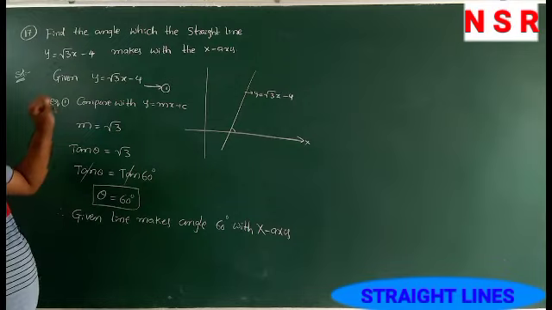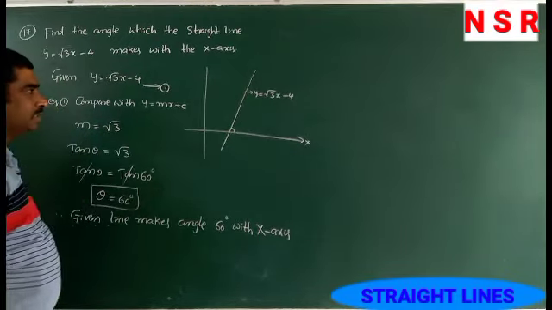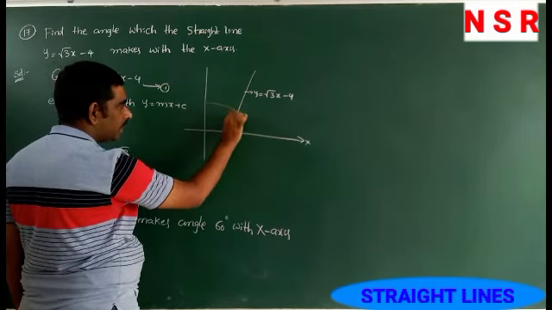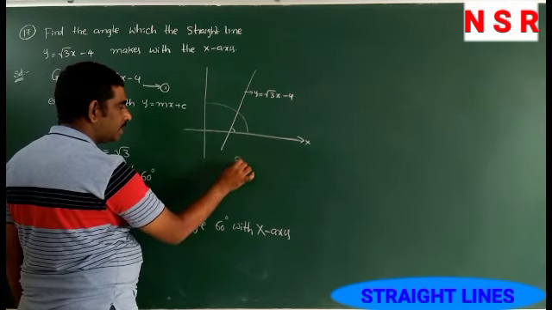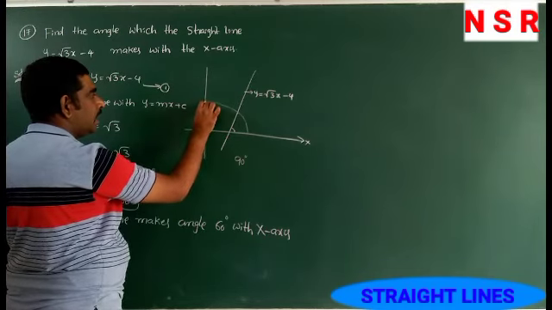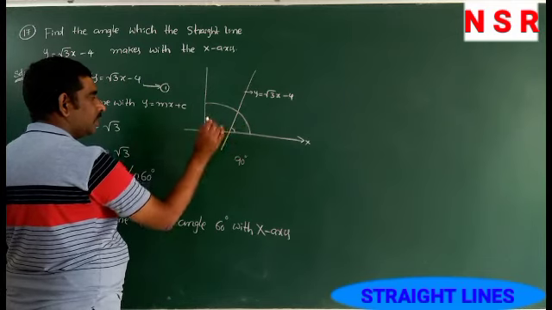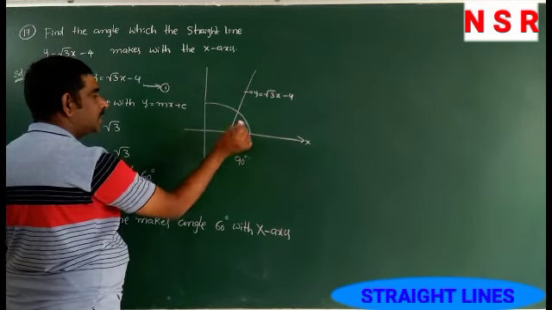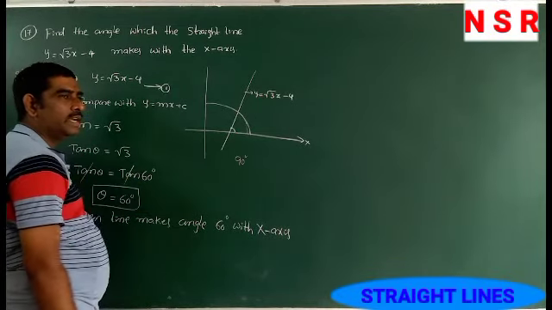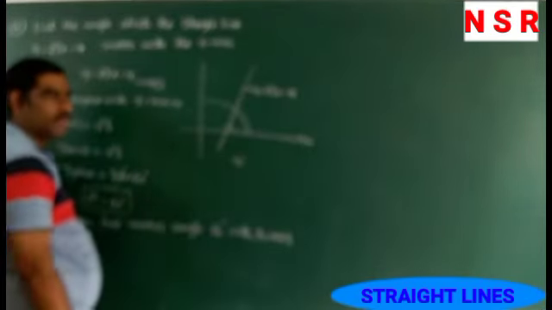Suppose a question asks what is the angle the line makes with the y axis. This line makes a total angle of 90 degrees with both x and y. Remember this, it is a very important point. If this line makes an angle of 60 degrees with the x axis, then with the y axis it is 30 degrees. How? 90 minus 60 equals 30.